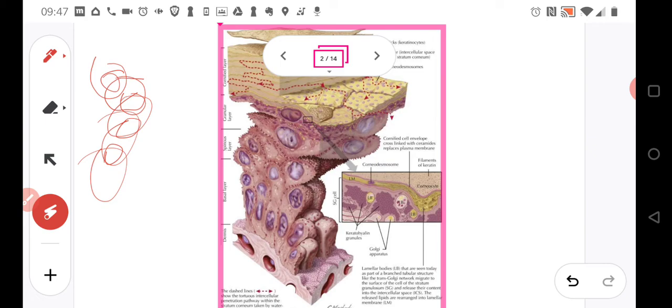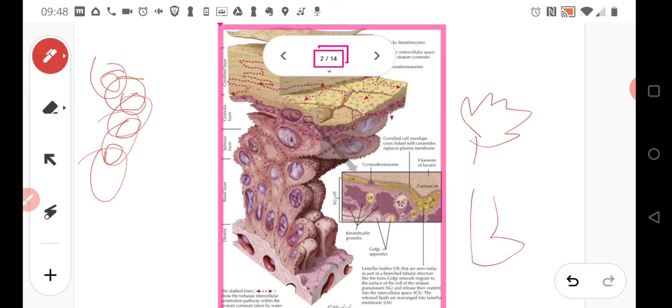Above the granular layer, in the skin of the palms and feet, we also have the stratum lucidum. But the stratum lucidum is not everywhere. It is only on the palms and feet.